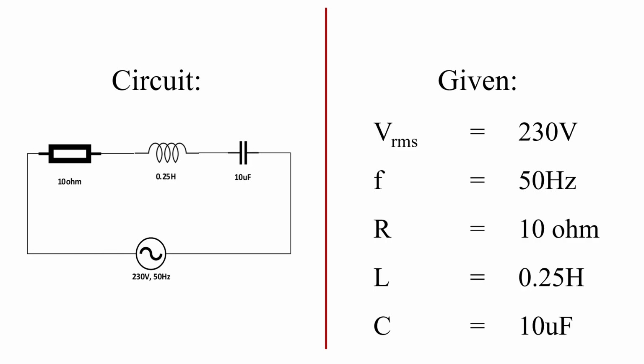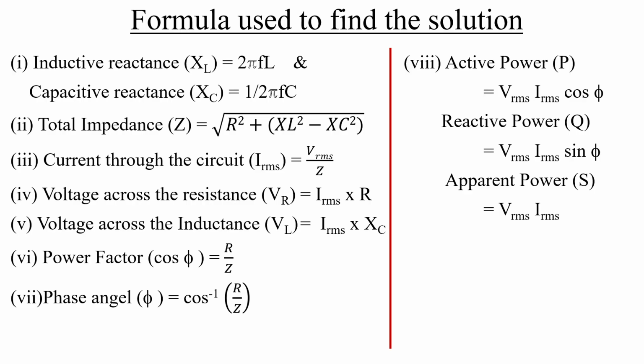So as per the question, draw the diagram. All are connected in series: R equal to 10 ohm, L equal to 0.25 Henry, C equal to 10 microfarad. So write down the given data as per the question. For the RLC circuit, once again the same way how we solve the problem in RL.